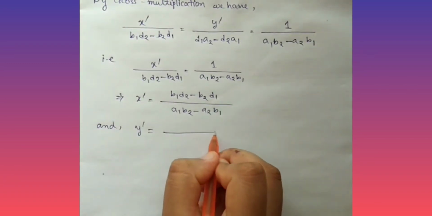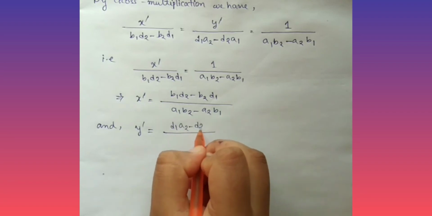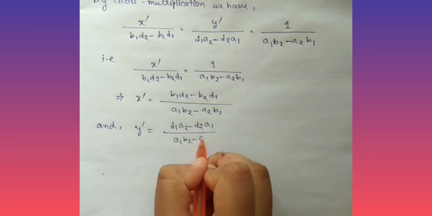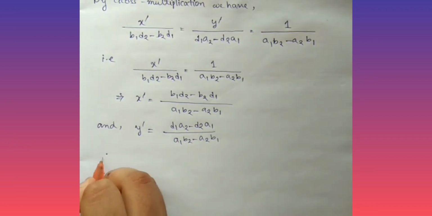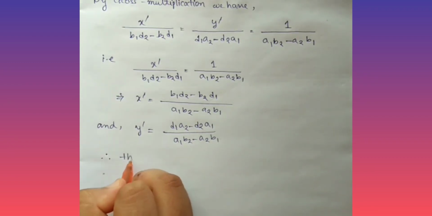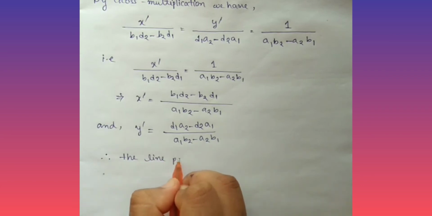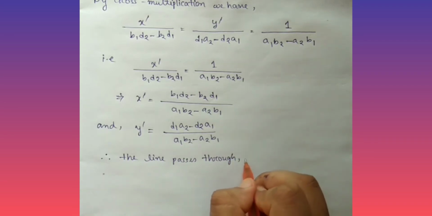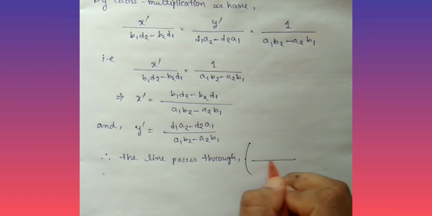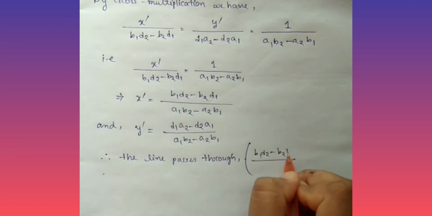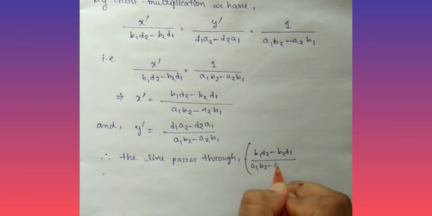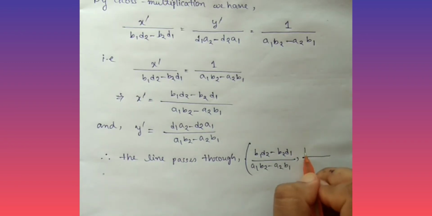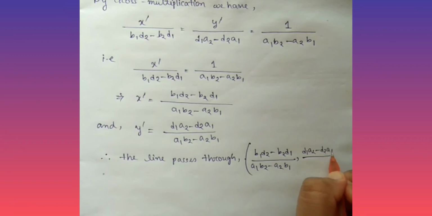By cross multiplication, we get the values of x dash and y dash, that is, x dash equals b1 d2 minus b2 d1 divided by a1 b2 minus a2 b1, and y dash equals d1 a2 minus d2 a1 divided by a1 b2 minus a2 b1. Therefore, the line passes through the point b1 d2 minus b2 d1 divided by a1 b2 minus a2 b1, comma, d1 a2 minus d2 a1 divided by a1 b2 minus a2 b1, comma, 0.